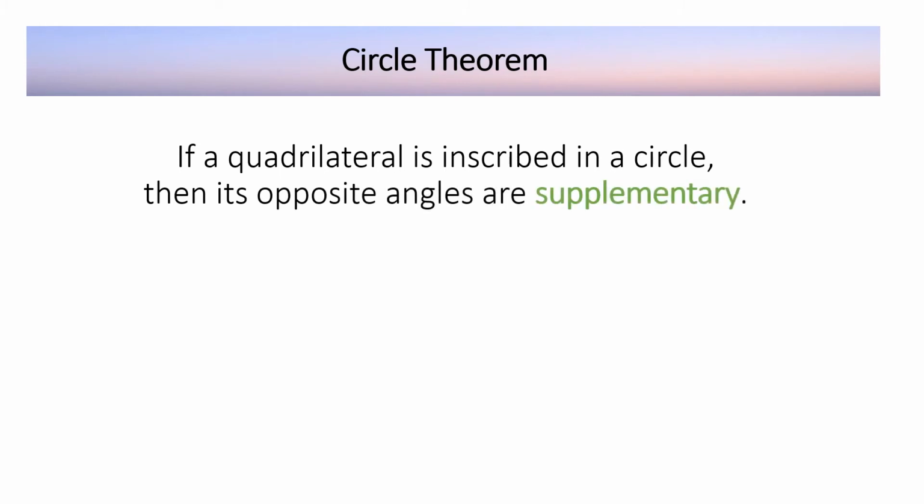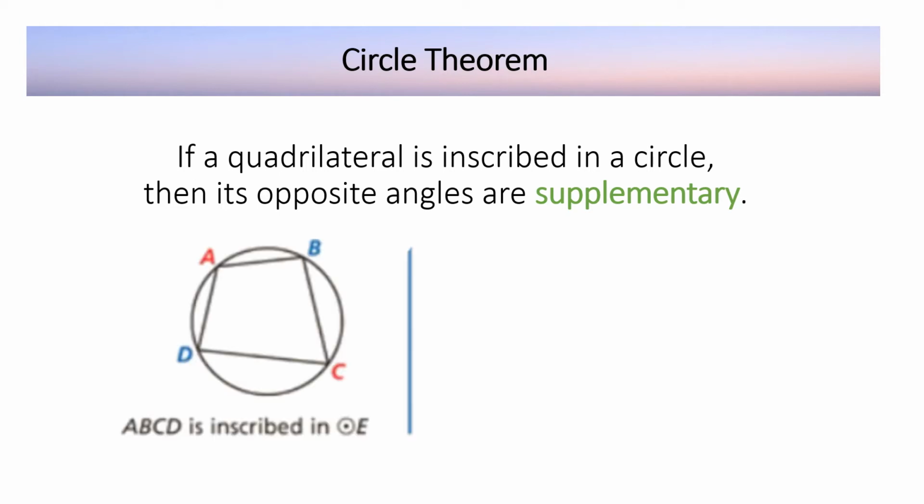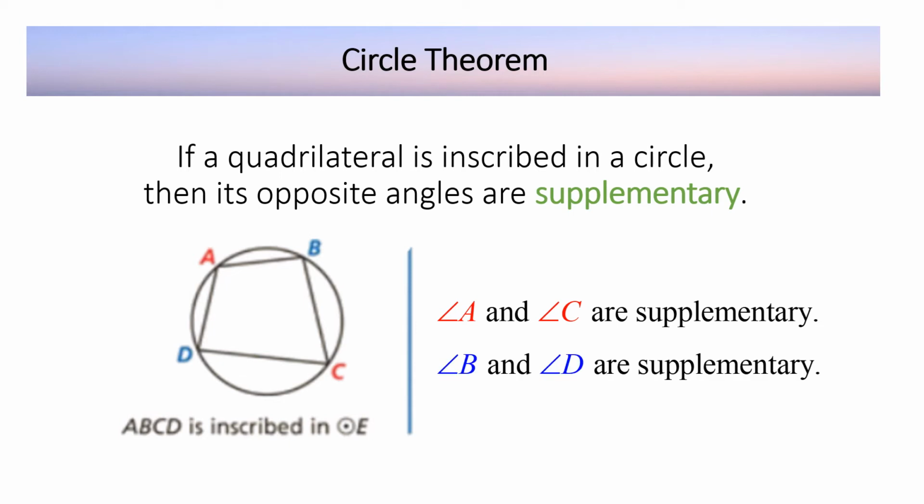If a quadrilateral is inscribed in a circle, then its opposite angles are supplementary. Supplementary means that they add up to 180. So in this diagram, angle A and angle C are supplementary. Their angle measures add up to 180 degrees. The same is true for angles B and D.